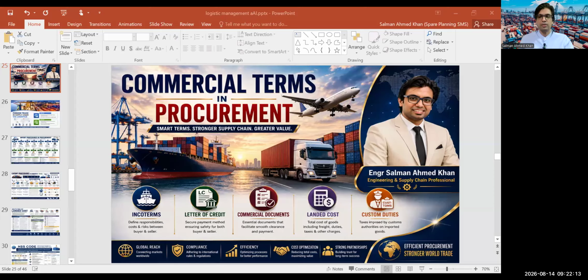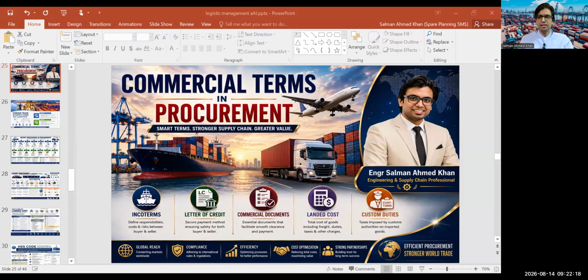I'm Engineer Salman Ahmed Khan, and today I'm going to present the commercial terms that we use in procurement while doing purchase agreements with the suppliers. These commercial terms are very important while you're doing purchase agreements with the suppliers or the vendors around the globe, from any country or region.